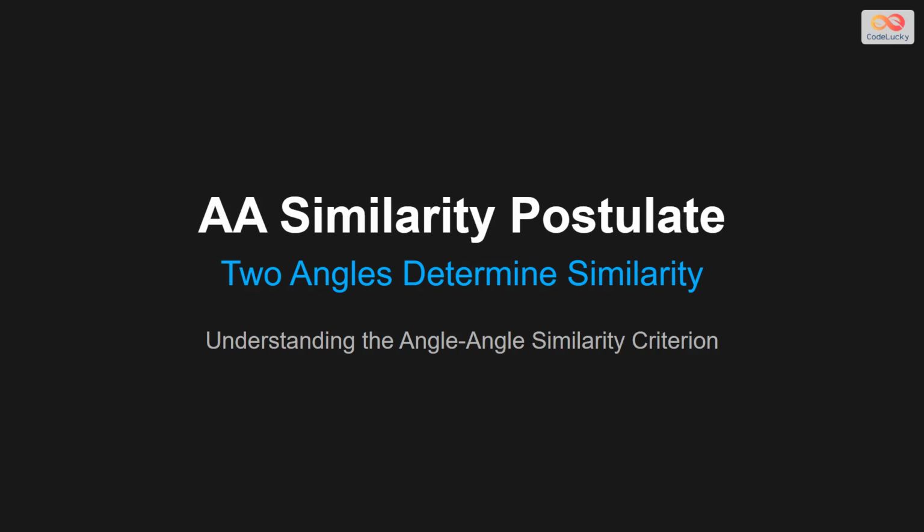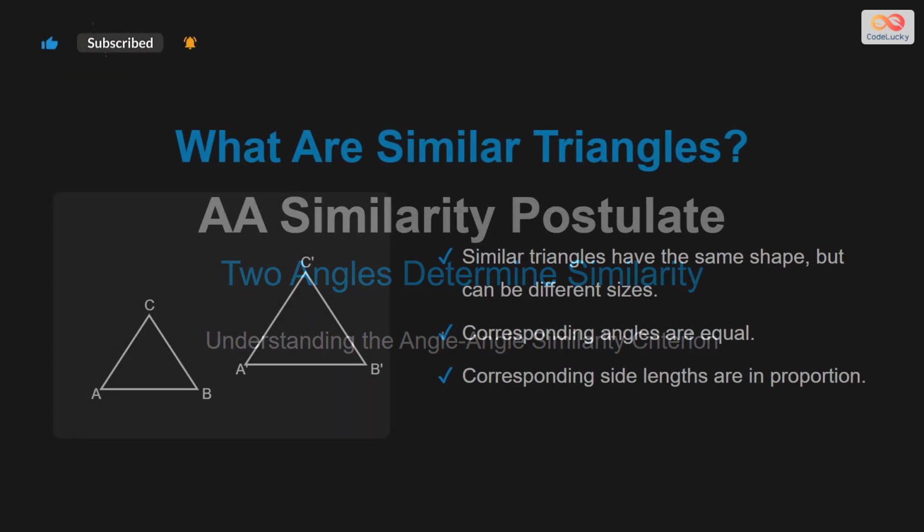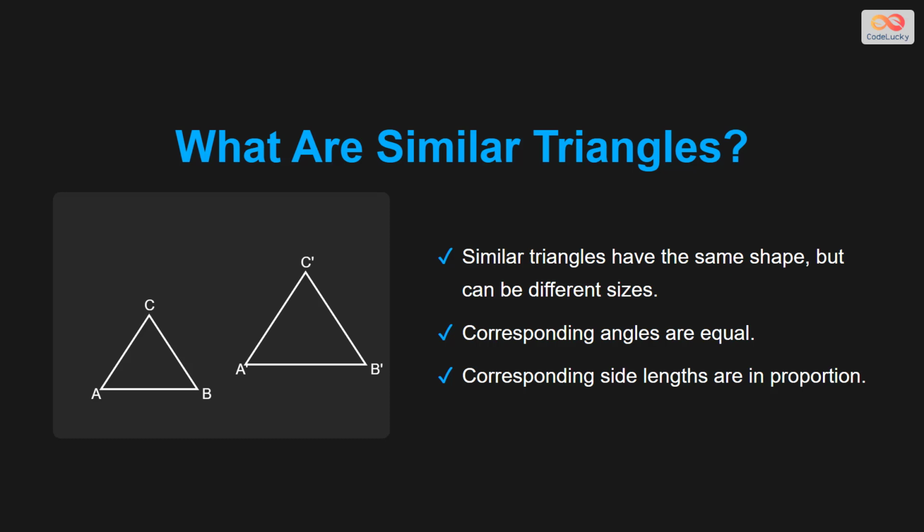Welcome to our lesson on the angle-angle similarity postulate, also known as the AA criterion. This is a fundamental concept in geometry that helps us determine if two triangles are similar. First, let's quickly review what it means for triangles to be similar. Similar triangles are those that have the exact same shape, but their sizes can be different. This means all their corresponding angles are equal, and the lengths of their corresponding sides are proportional.